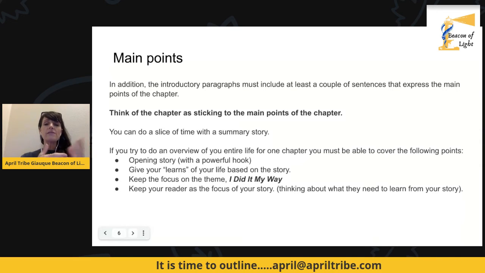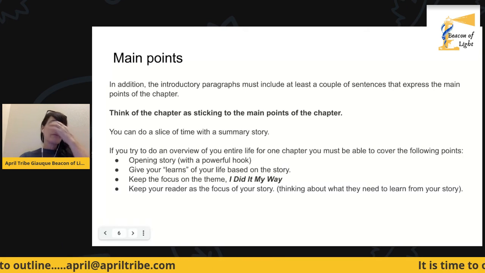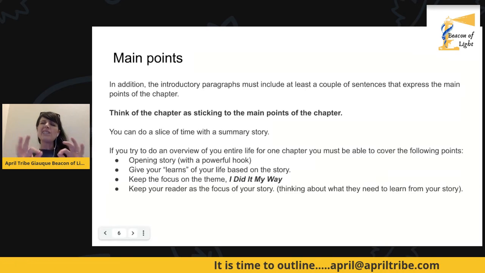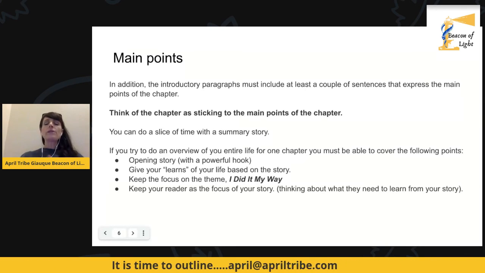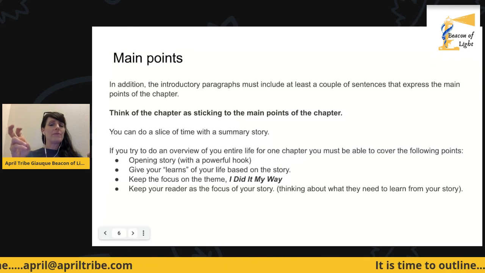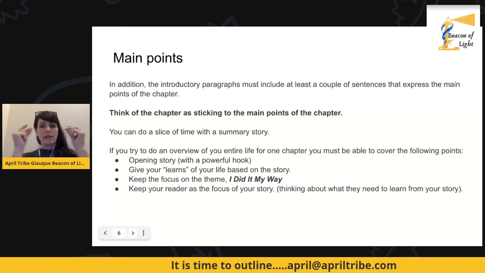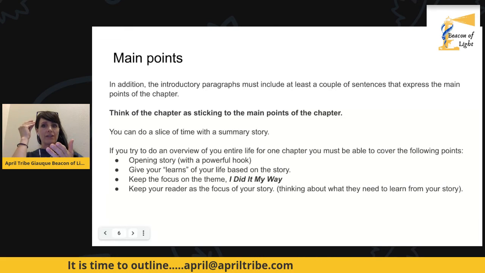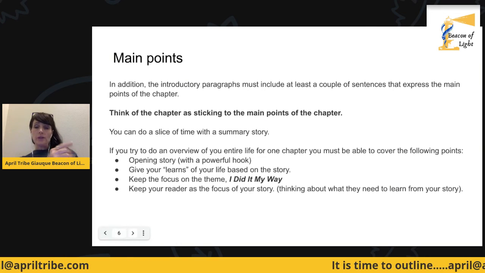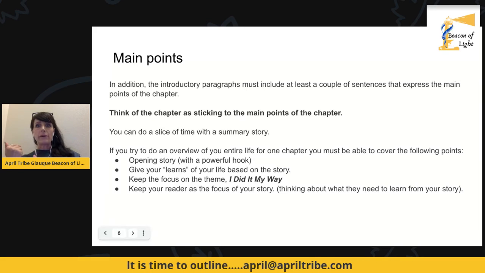So you want to do this slice of time in a summary story that helps to stick to your main idea. And you wouldn't have been selected if you didn't already have this kind of process going. So I think you'll be awesome with it. Just remember, the opening story needs to have a powerful hook, and it gives you learns, right? Basically anything you failed with or you've made mistakes with, they become instantly learns, right? They're your wins, because you learn really quickly, I'm not going to do that again. Or when that opportunity comes up, I now know how to do it better.